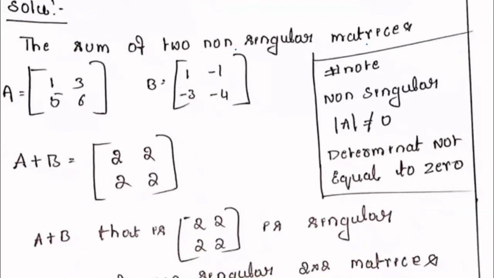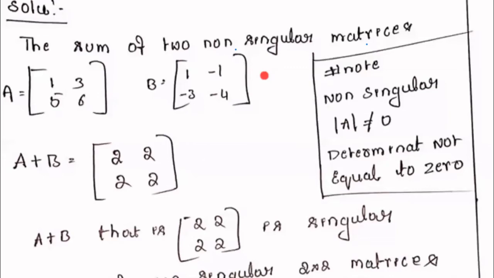Here, the thing is the sum of two non-singular matrices. I'm considering randomly two non-singular matrices. So matrix A is 1 3 5 6. See, you can choose whatever you want, okay? But the condition is that after finding the determinant, it should not be 0. You calculate the determinant of A: 6 into 1 minus 5 into 3. So 6 into 1 is 6, minus 5 times 3 is 15. 6 minus 15 is minus 9. So the determinant is not equal to 0. You calculate the determinant of this one, minus 4 minus of 3, so minus 1. So it's not equal to 0. So I'm considering two cases.